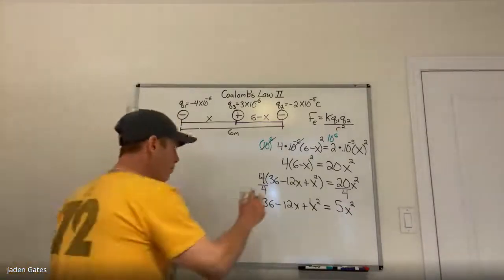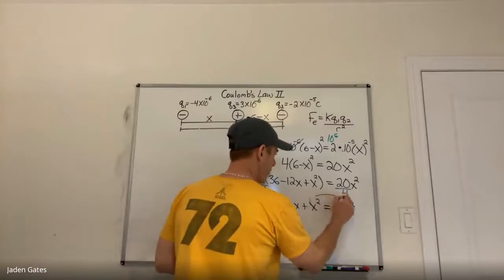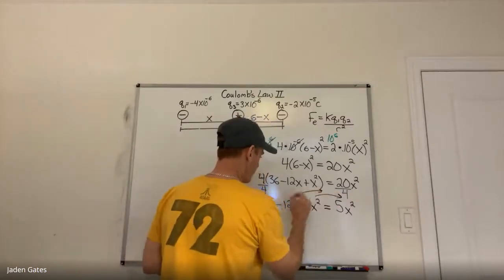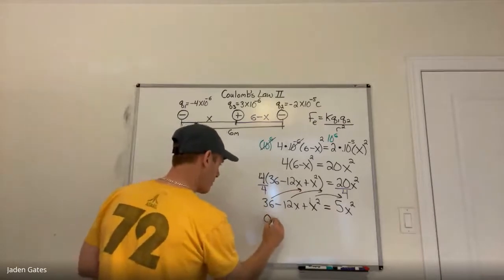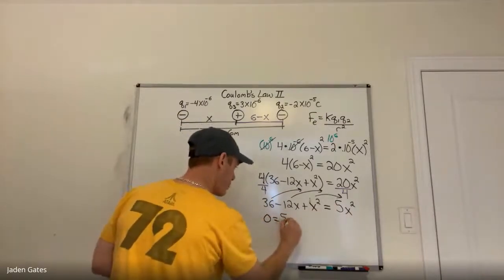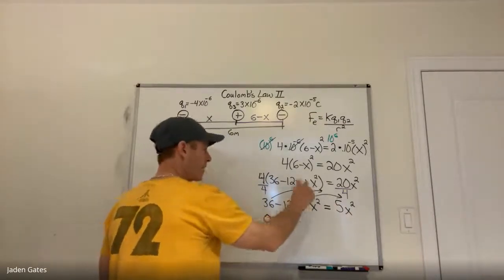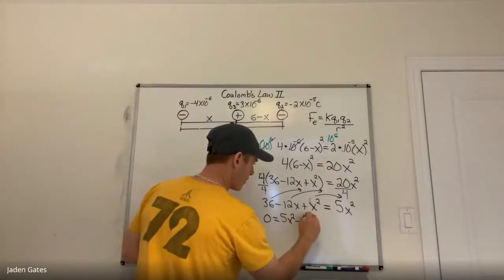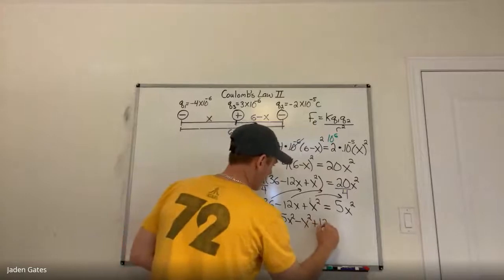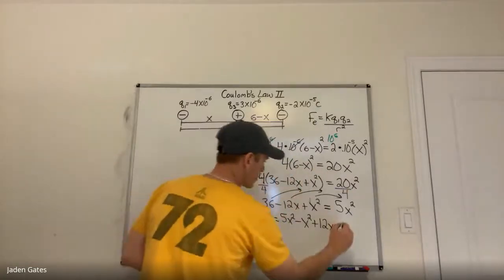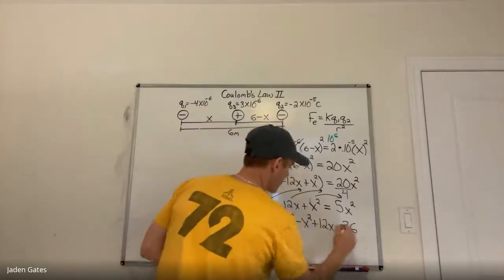So I'm going to move everything over to the other side. All right, so I've got a 0 on this side now. Here I got my 5x squared. I'm bringing the x squared over, so it's a minus x squared. I bring the minus 12x over, so it's a positive 12x. And I bring the 36 over, so it's a minus 36.